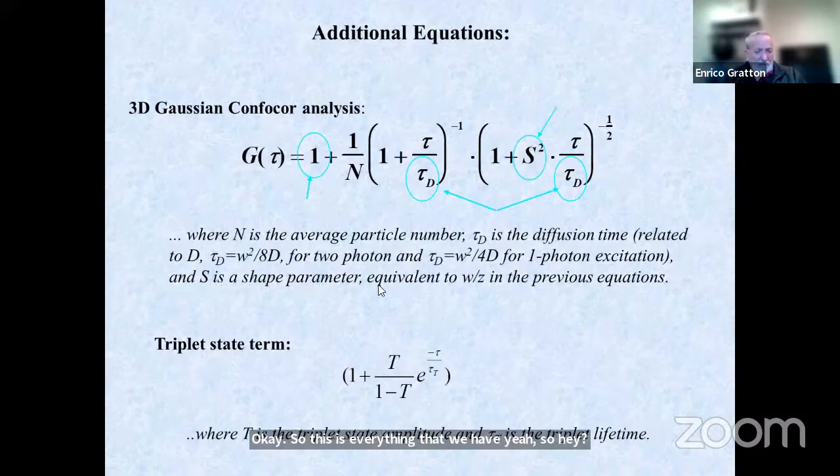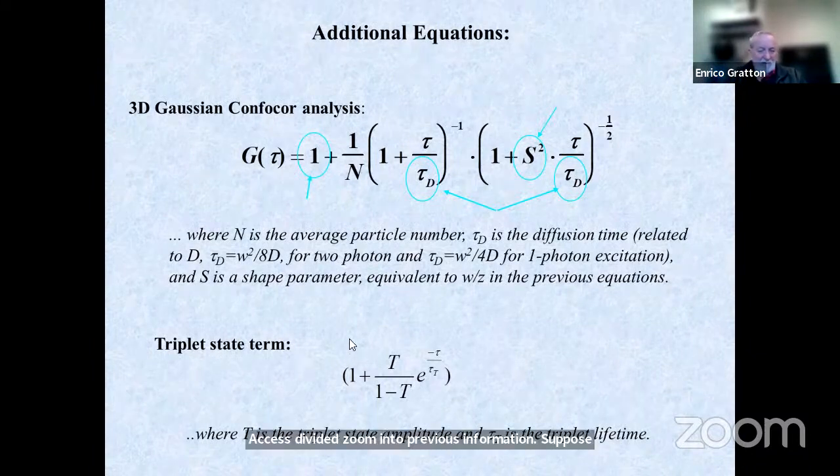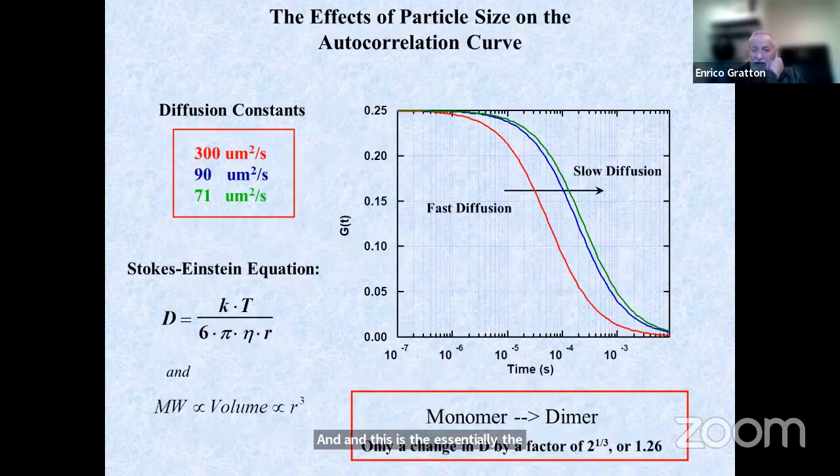The shape parameter equivalent to W is the waist in the W axis divided by the one in the previous equation. Suppose that the particle disappears because we have a triplet state, in the form of phosphorescence. If the particle disappears, there will be an extra fluctuation due to the fact that the particle has disappeared, and that will depend on the rate of disappearance of the particle. This is essentially the population of the triplet state.